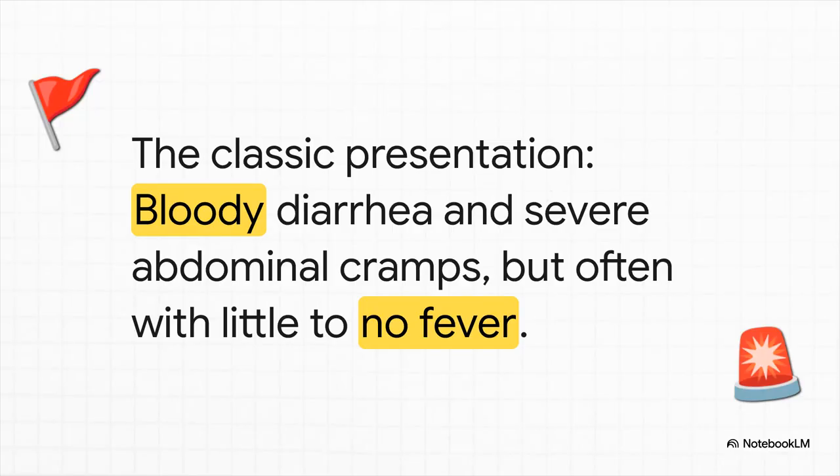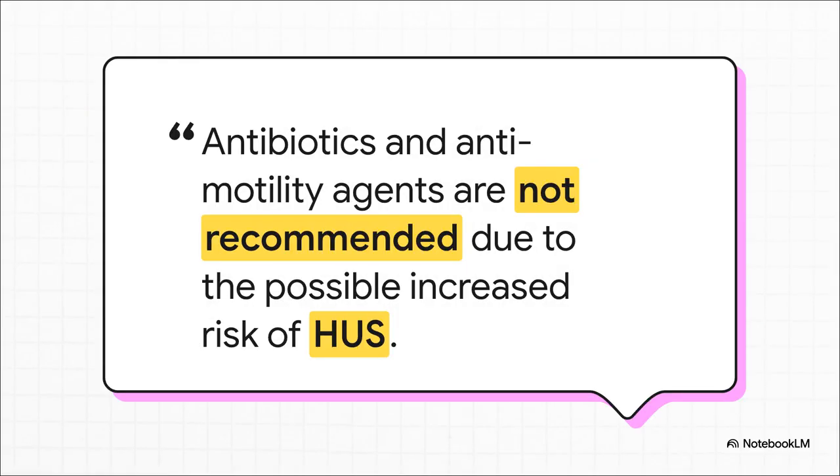Now let's zoom in on a huge diagnostic clue for one of these invaders: EHEC. It's a little counterintuitive. See, with most invasive infections, you'd expect a raging fever, right? But EHEC often breaks that rule. So if you have a patient with terrible bloody diarrhea and severe cramps, but they're afebrile or have just a low-grade temperature, you have to be highly suspicious of EHEC. And this is why getting that diagnosis right is so critical.